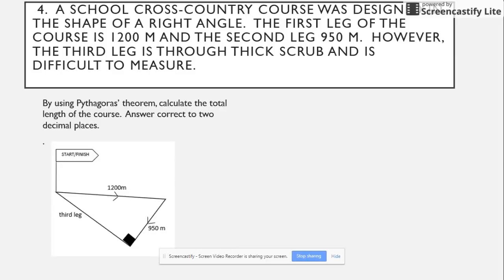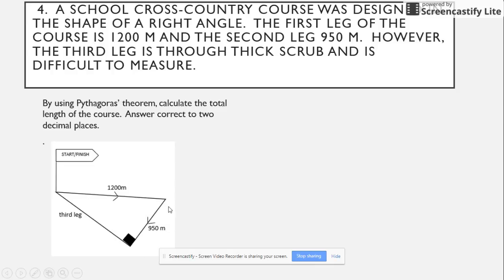Right, so here we're looking at number 4. A school cross-country course is designed in the shape of a right angle. The first leg of the course is 1,200 meters. We can see that there. And the second leg is 950. However, the third leg is through thick scrub and it's difficult to measure.